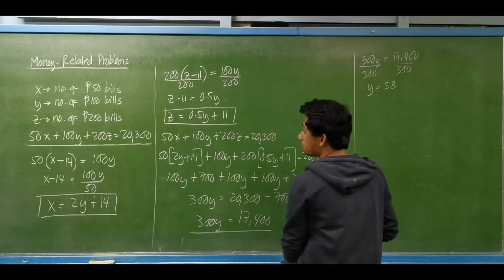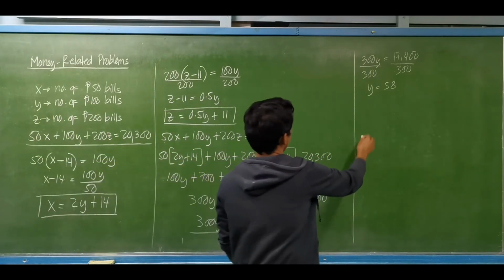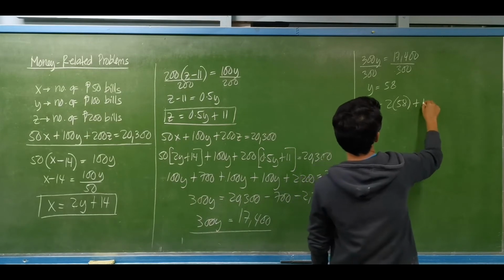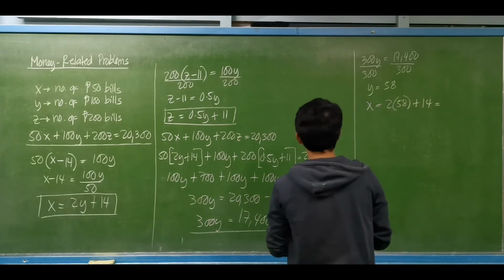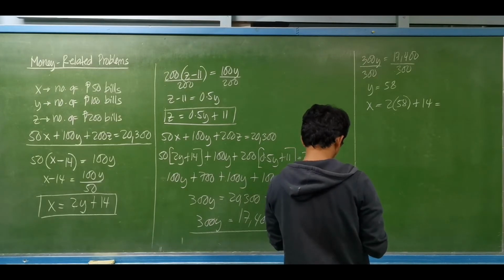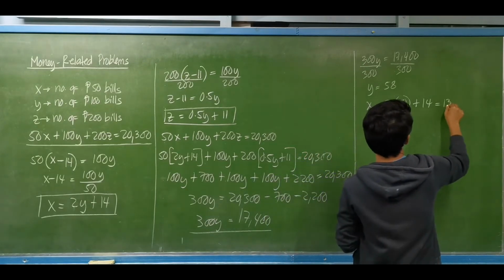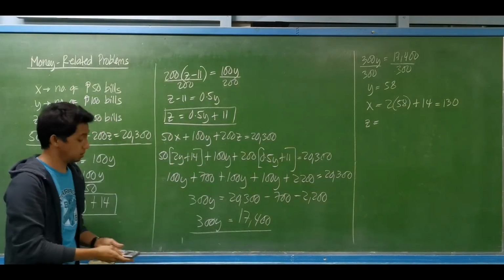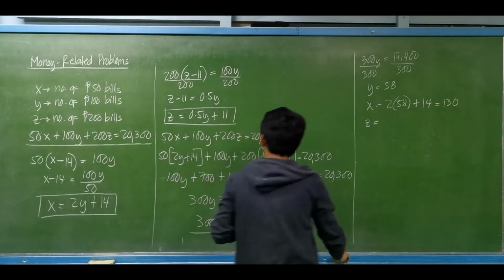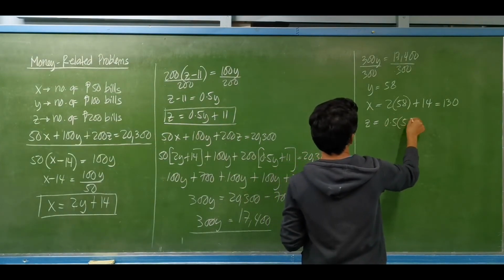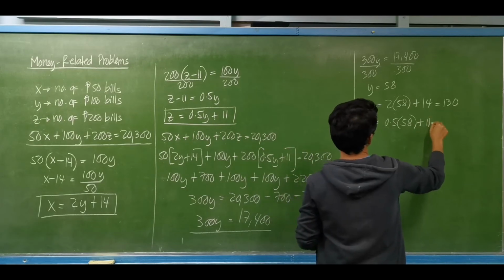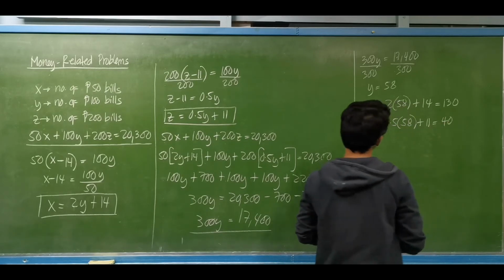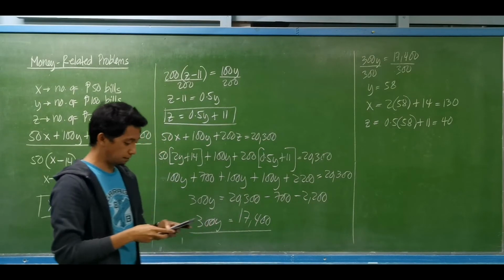And this is 58. What will be the number of the 50 peso bills? So we have this is x. Okay, we have x is 2 times 58 plus 14. So 2 times 58 plus 14 is 130. Then we have the value of z, which is equal to the number of the 200 peso bills. That is 0.5 of 58, plus 11. 0.5 of 58 is 29, plus 11. This is 40.